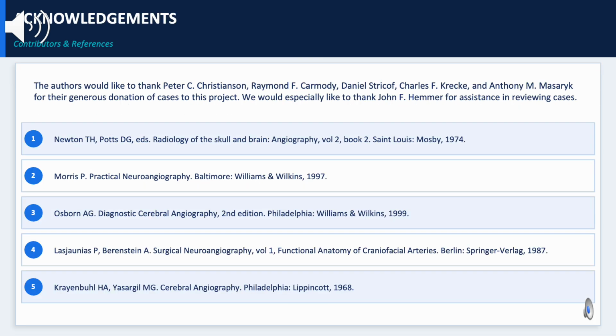The foundational references for this course represent the essential literature of cerebrovascular anatomy and neuroangiography. Newton and Potts remains the gold standard anatomic atlas. Morris's practical neuroangiography provides the procedural context. Osborne's diagnostic cerebral angiography is the definitive clinical reference. Lasjaunias and Berenstein's surgical neuroangiography defines the embryologic and functional anatomy that underlies the anastomotic connections we will study. Krayenbuhl and Yasargil provide the historical foundation.